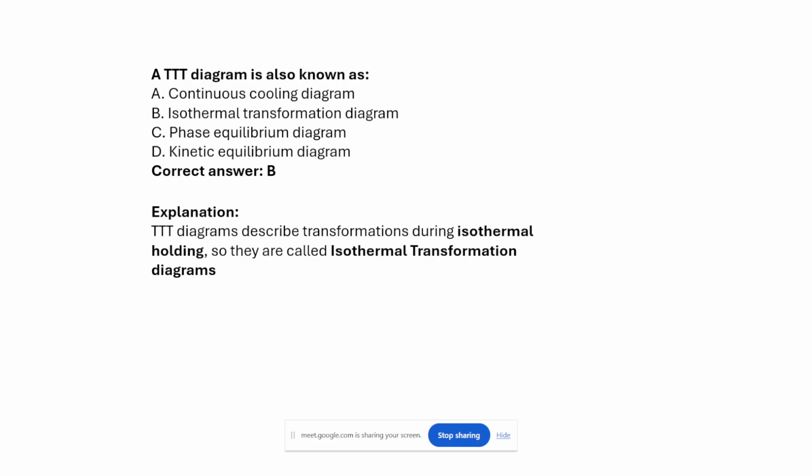Okay. TTT diagram is also known as B, the isothermal transformation diagram, because we consider the transformation with no change in temperature with time. So that's why it is called an isothermal transformation.